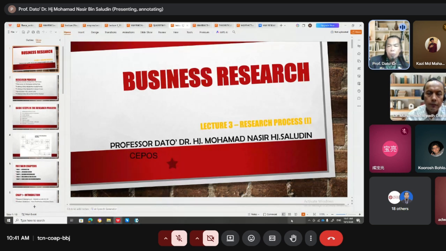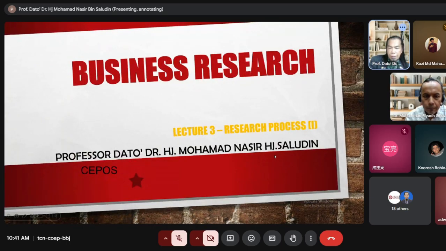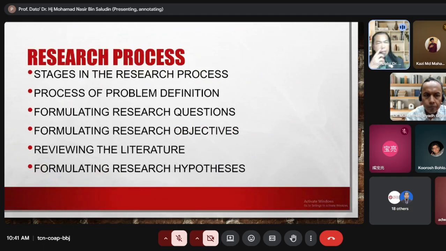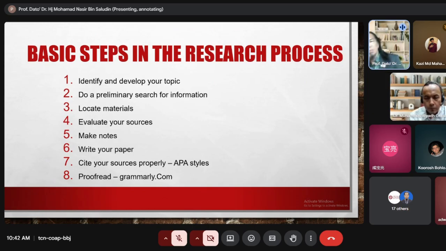Okay, now we go to module 3. Research process. Stages in the research process: problem definition, formulating the research question, formulating the research objective, reviewing literature, and formulating the research hypothesis. Basic steps in the research process. Number one, identify and develop your topic. The topic will change until your viva. After your viva also, they will ask you to change the topic or polish your topic.